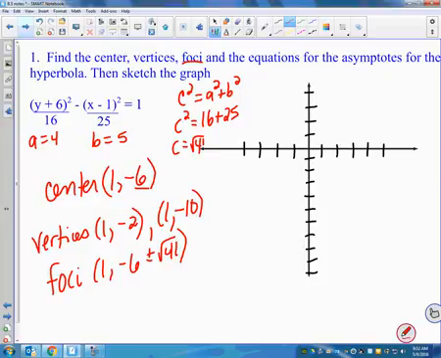So if I start with my center, your asymptotes are always going to go through your center, so that's always a nice point to go with. Your vertices, because y is under a, I'm going to go up and down. So if you don't want to write these out yet, if you just have your center and you know a is 4, you can just go up 4, 1, 2, 3, 4, and you can go down 4, and then you can use that point to see that it's 1, negative 2, and it's 1, negative 10.